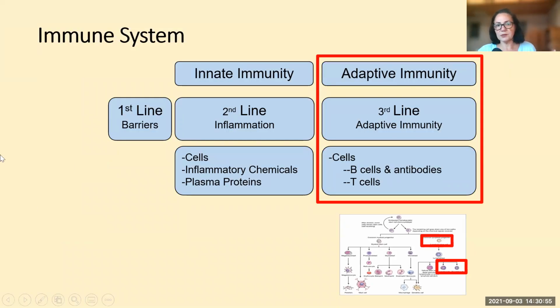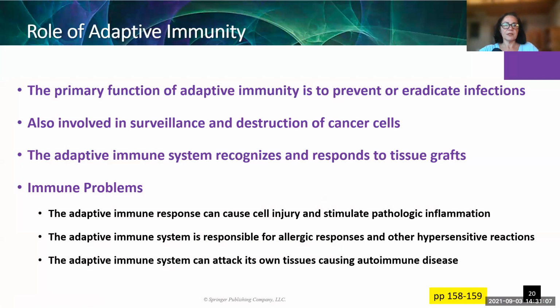All right, so once again, here we are in adaptive immunity, third line, and the cells are from the lymphoid line. All right, so what's this for? The primary function is to prevent, or if an infection gets established, to eradicate an infection. What's less well known is that the adaptive immune response is also involved in the surveillance for and destruction of cancer cells.